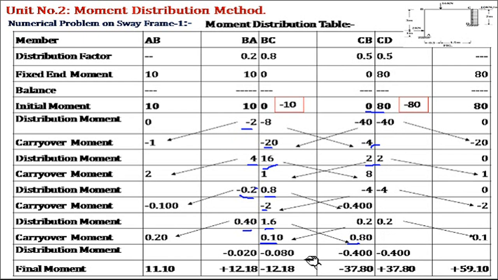Now we have to do the addition. From the initial moment you have to add the values, and we get the final moment in member AB as 11.10. From this row we have to add the values in the respective row. The moment in member BA is 12.18, moment in member BC is minus 12.18, moment in member CB is minus 37.8, moment in member CD is plus 37.8, and moment in member DC is plus 59.10. Whatever moments we get are the sway moments.